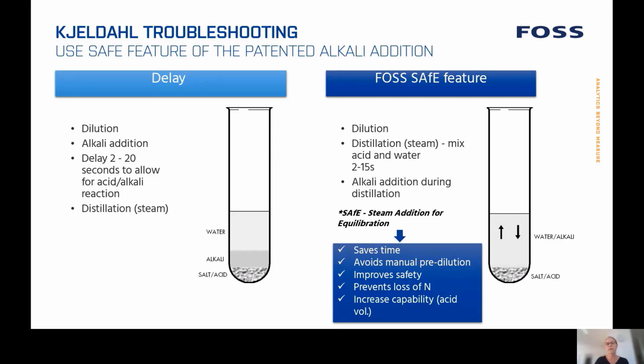In FOSS Kjeltec, we have this SAFE feature. It stands for steam addition for equilibration. And it works like this. First, you add water to dilute the sample. And then you add steam. And this is to mix the acid and the water and to dissolve the cake in the tube. And then during the distillation, you add alkali. And this is to avoid heavy reactions in the tube. And you don't need to pre-dilute with water, and that will also save time.